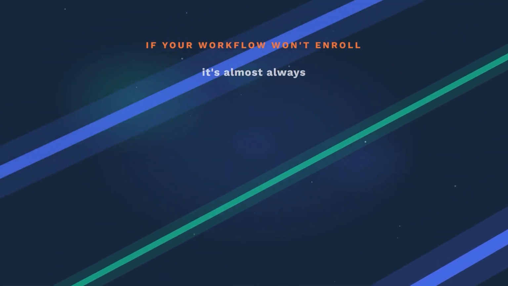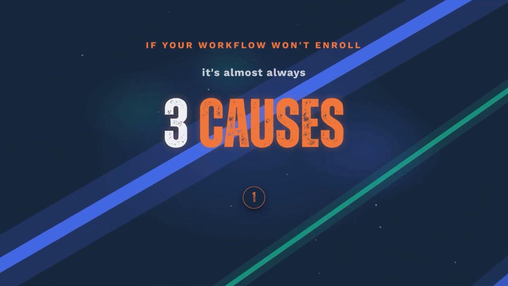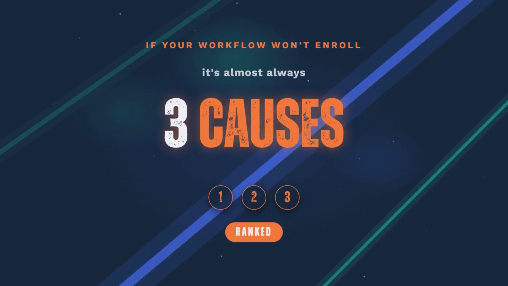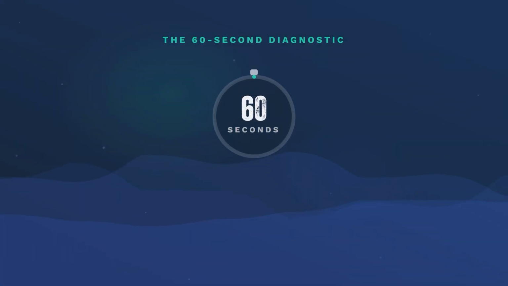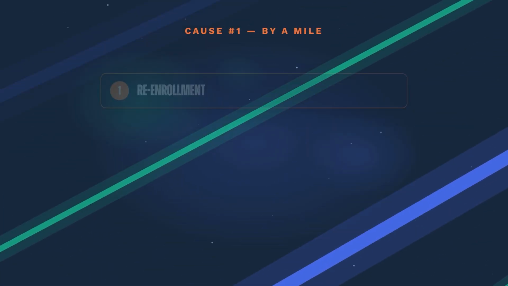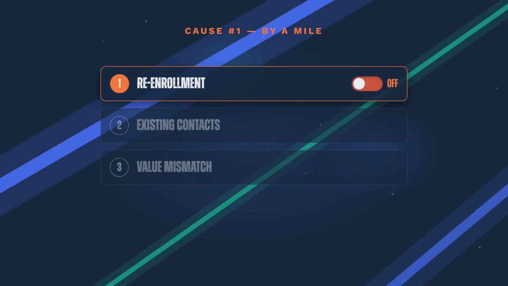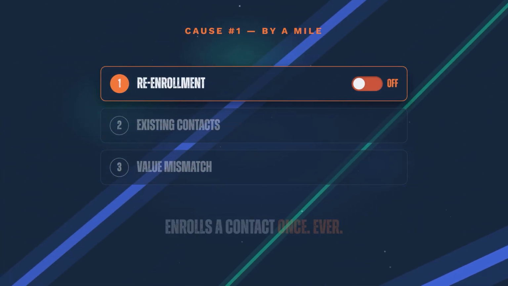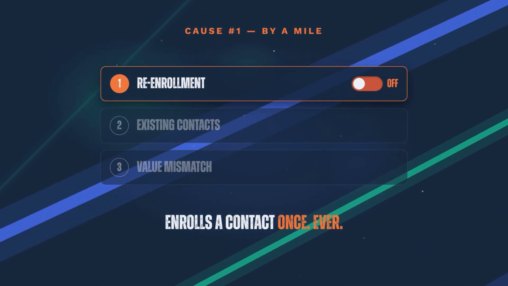If your HubSpot workflow isn't enrolling a contact, it's almost always one of three things. And I'm going to show you how to tell which one inside your portal in about 60 seconds. Number one, by a mile, re-enrollment is off. HubSpot enrolls a contact once ever, unless you tell it otherwise.